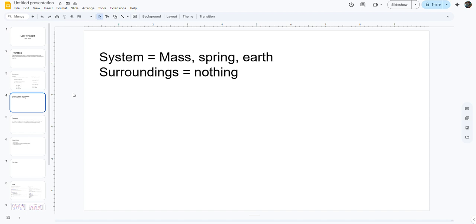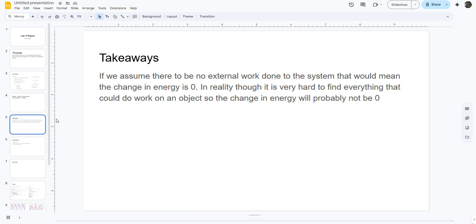And so the system was the mass attached to the spring, and the earth, and the surroundings were nothing. And so the takeaway is if we assume there to be no external work done on the system, that would mean the change in energy is zero. In reality, though, it would be hard to find everything that could do work on an object, so the change in energy would probably not be zero in real life.